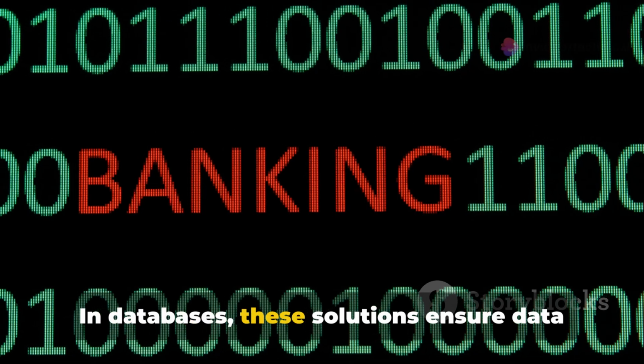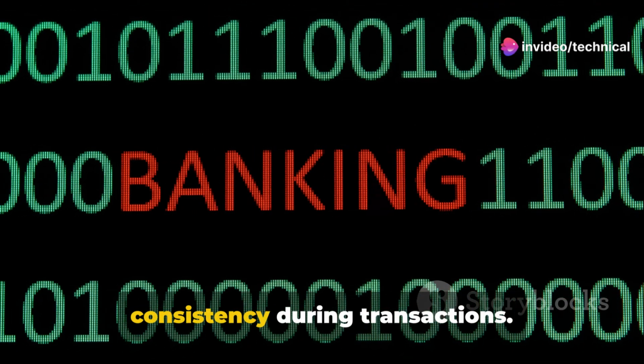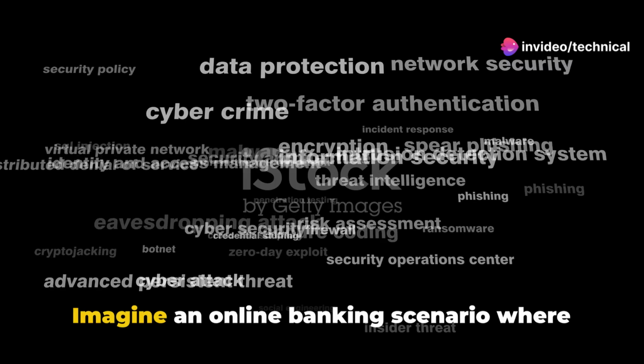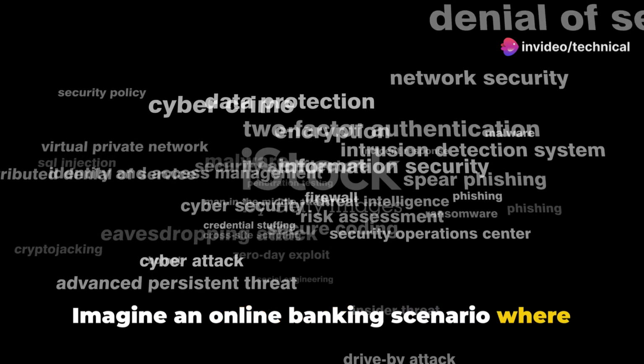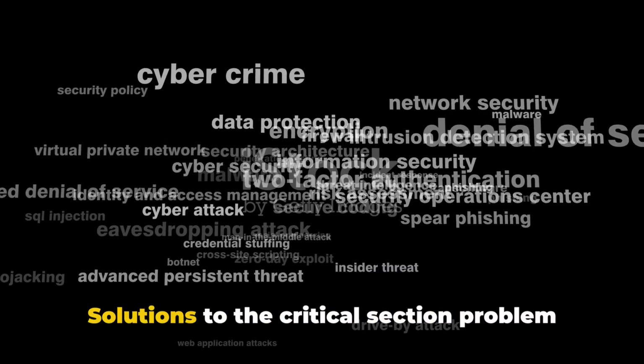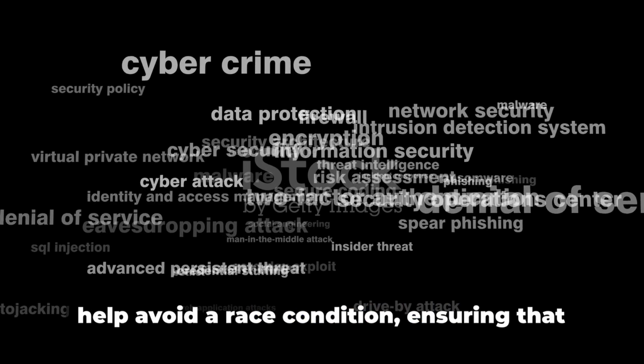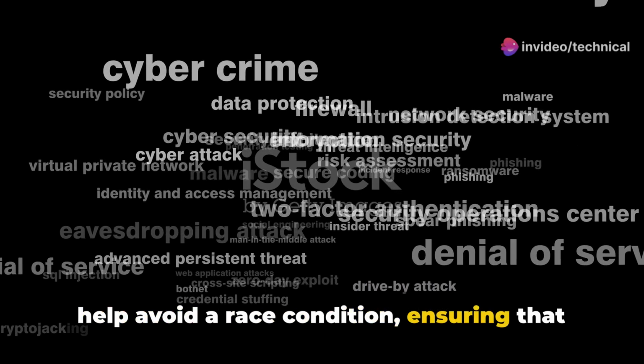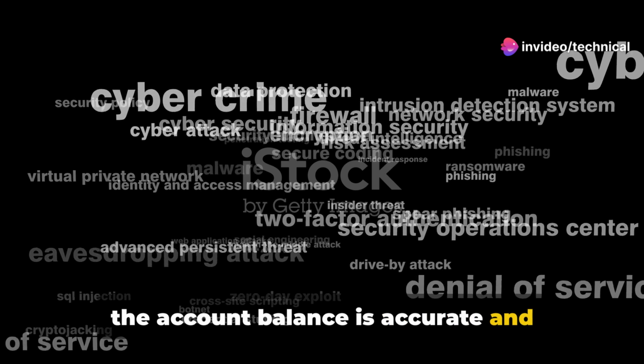In databases, these solutions ensure data consistency during transactions. Imagine an online banking scenario where two users simultaneously attempt to withdraw money from the same account. Solutions to the critical section problem help avoid a race condition, ensuring that the account balance is accurate and preventing overdrawn accounts.